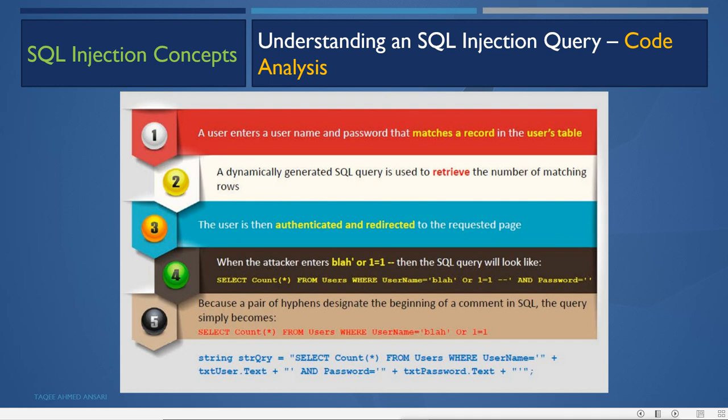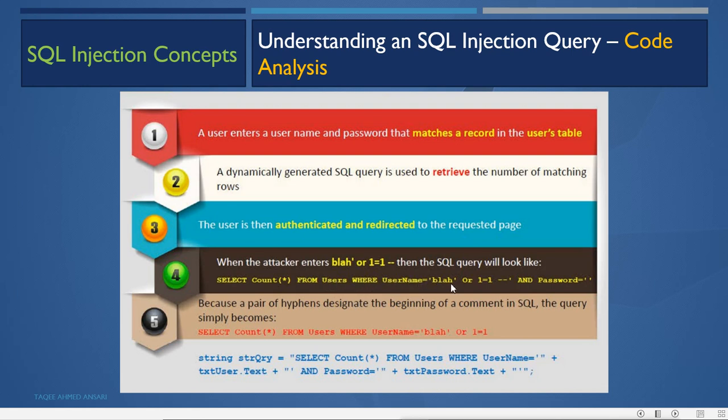Understanding an SQL injection query: code analysis. A user enters a username and password that match a record in the user table. A dynamically generated SQL query is used to retrieve the number of matching rows. The user is then authenticated and redirected to the requested page. So when the attacker enters a fake name followed by OR 1 equals 1 and two hyphens, the SQL query will look like this: select star from users where username is equal to this.